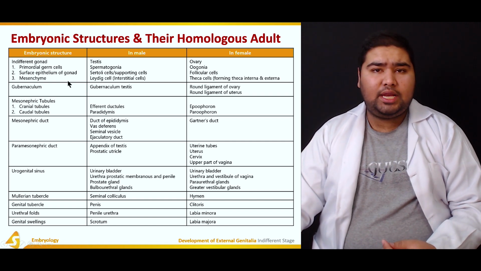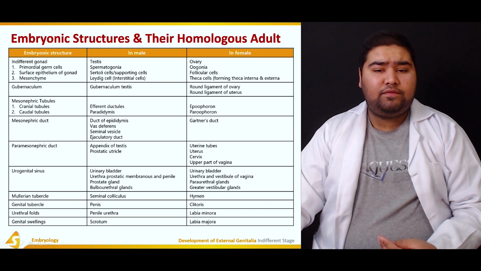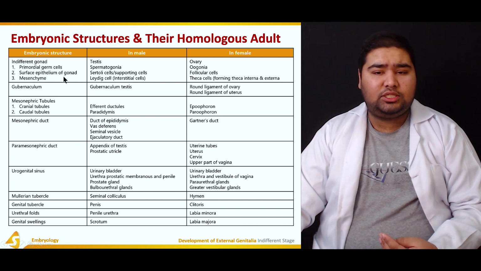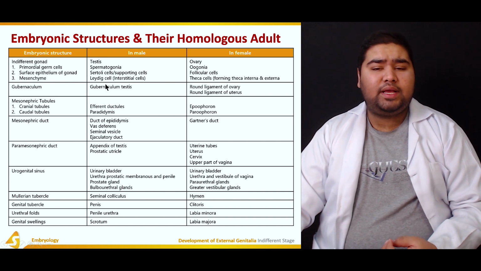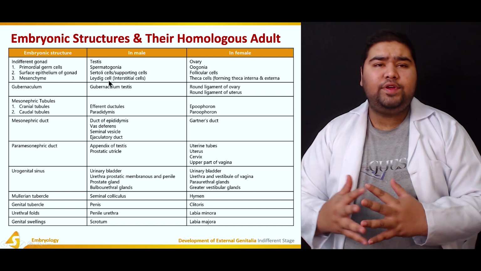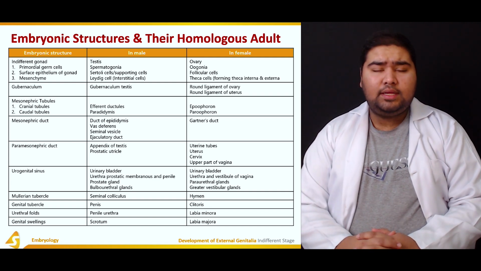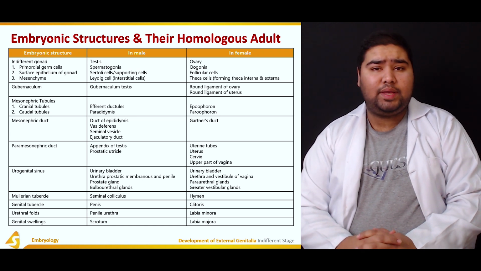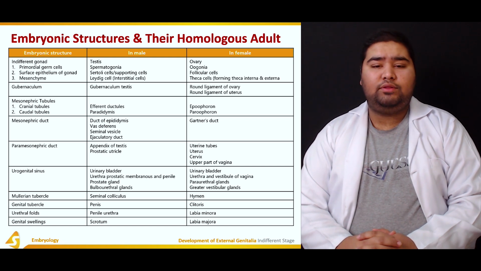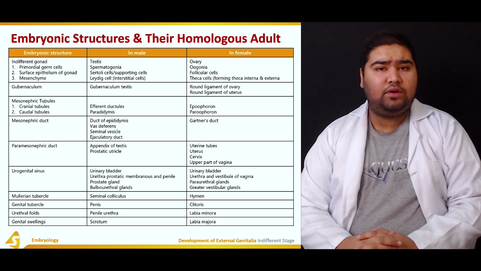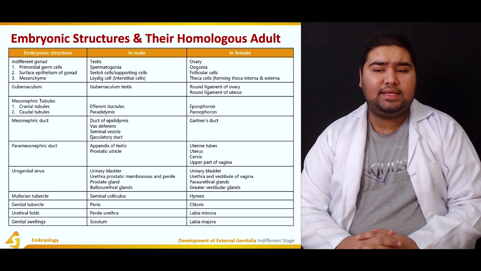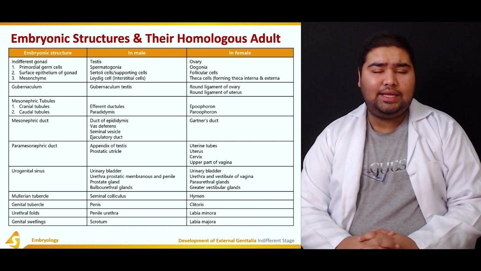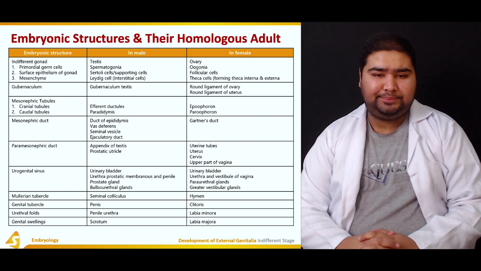Then the surface epithelium of the gonad in the indifferent embryonic structure becomes the Sertoli cells, which are the supporting cells, and the mesenchyme becomes the Leydig cells. Now moving on to the female counterpart, the indifferent gonad becomes the ovary, the primordial germ cells become the oogonia. Now the surface epithelium forms the follicular cells, and the mesenchyme is responsible for the production of theca cells, which form the theca externa as well as the theca interna.